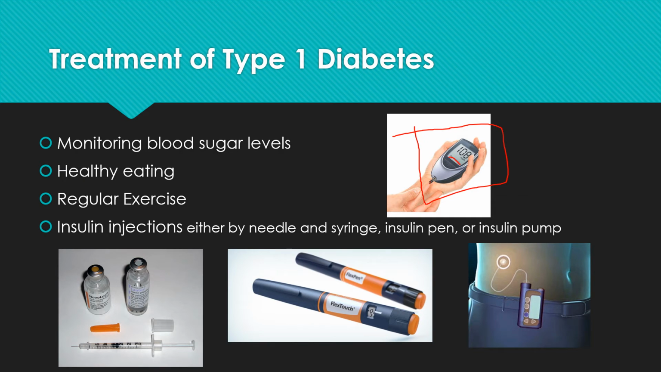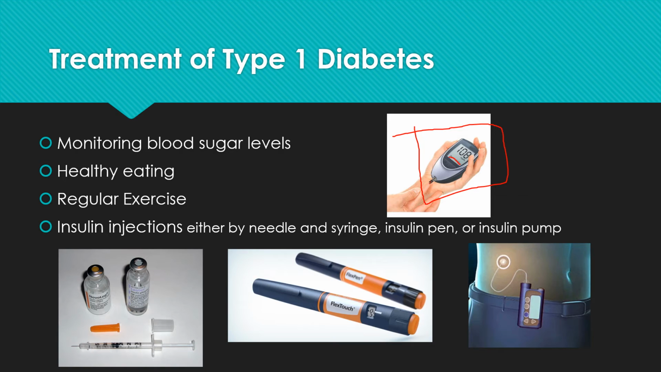Next, to manage it, you need to eat healthy. You need to eat well-rounded and monitor the amount of sugars and carbs you're eating so you know how much insulin to administer. Regular exercise is important for all people, and that includes type 1 diabetics. You need to make sure and exercise daily and to balance out the sugar and insulin in your body.